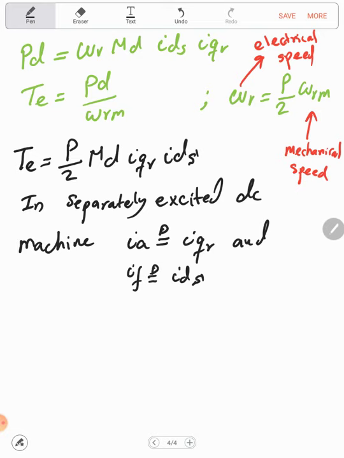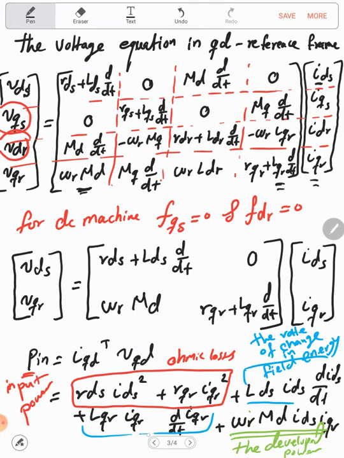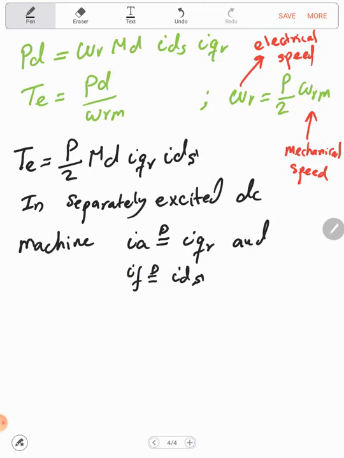So if we need to write the voltage equation in the machine variable, which is the armature variable and the field variable, simply we will substitute instead of the DSF and instead of the QR, the A.